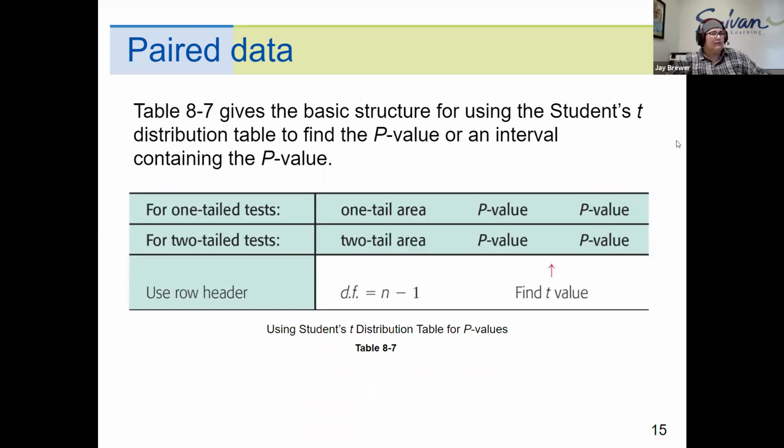Table 8.7 gives the basic structure for the student's t-distribution table to find the p-value or any interval containing the p-value. Again, I would recommend just going straight to the table.